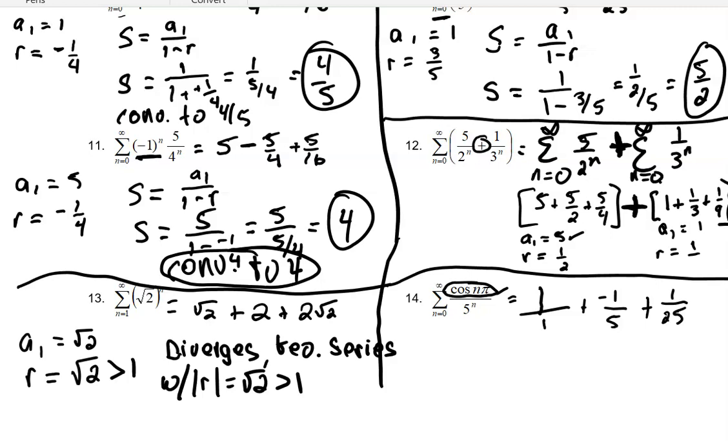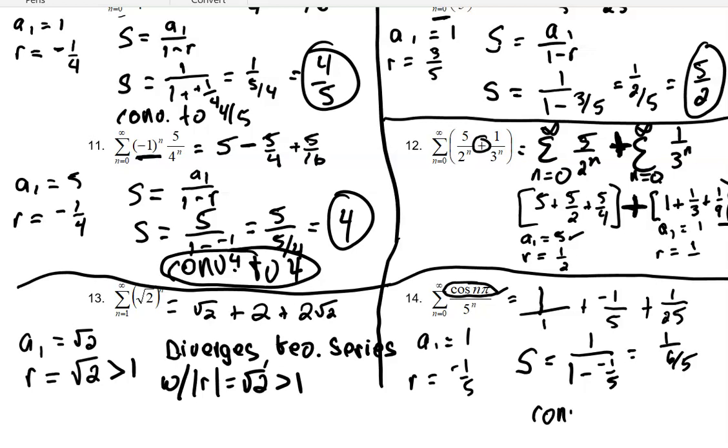We see in this one, first term is a 1, common ratio is a negative 1/5. That one is okay. Absolute value of negative 1/5 is less than a 1, so we're good. So our sum should be the first term of 1 divided by 1 minus the common ratio of a negative 1/5. So that's 1 over 6/5. So this one converges to 5/6. Okay?